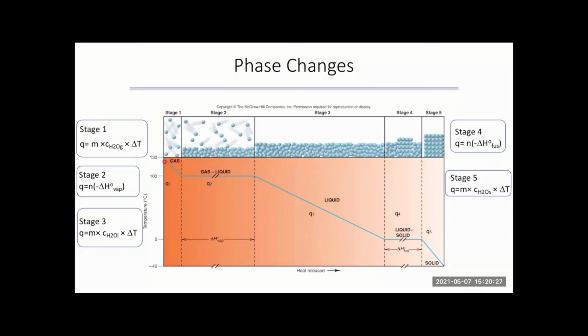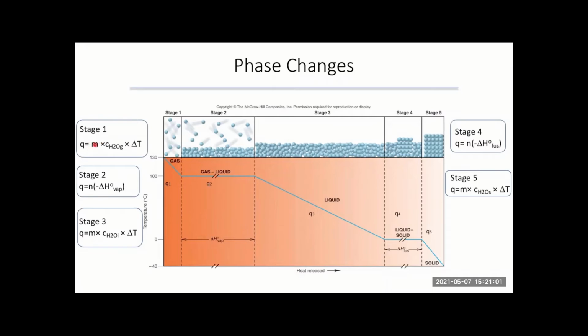So here our temperature starts at 130 degrees and our water is in the gas phase. So when we're cooling from the gas phase down to the liquid phase, the molecules are starting to slow down. They're starting to lose their kinetic energy. And so this is what we call stage 1. When we're in the gas phase and it's cooling down from just pure gas phase till we hit its condensation point or boiling point.